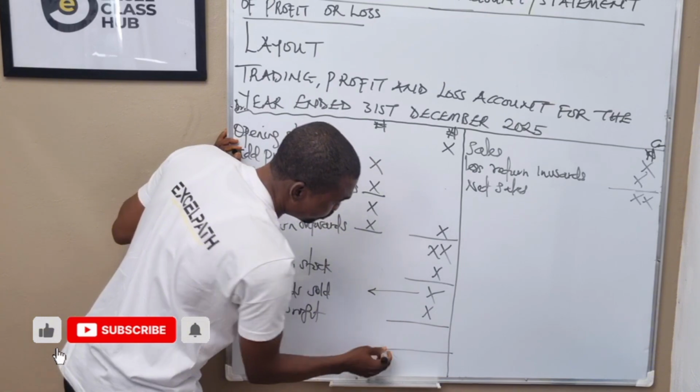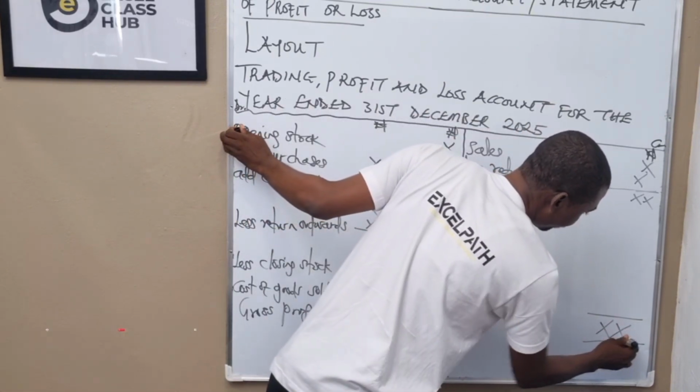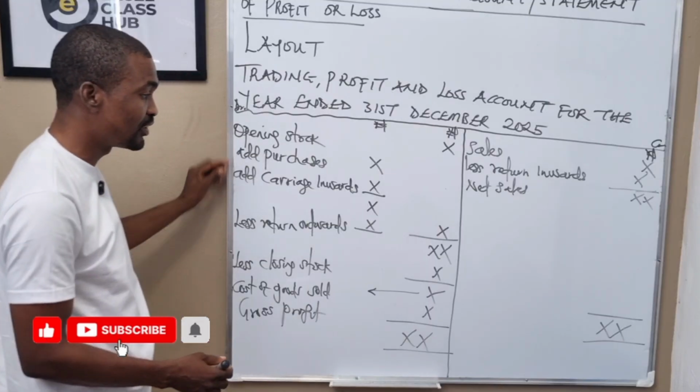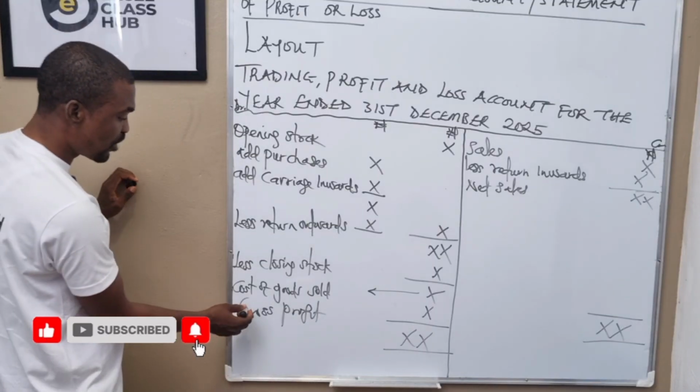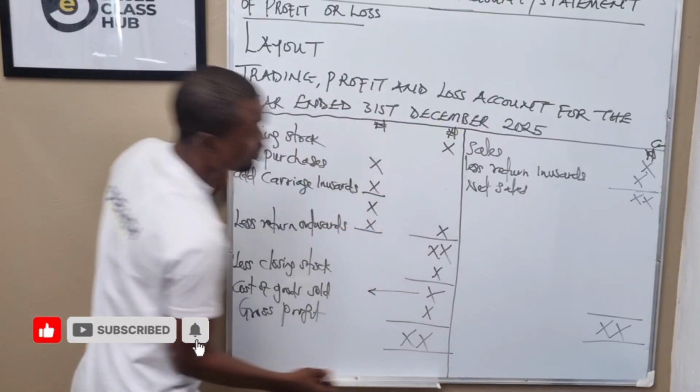Our gross profit. So our trading account ends here. Then your gross profit here will be brought down here. Okay, there's no space.